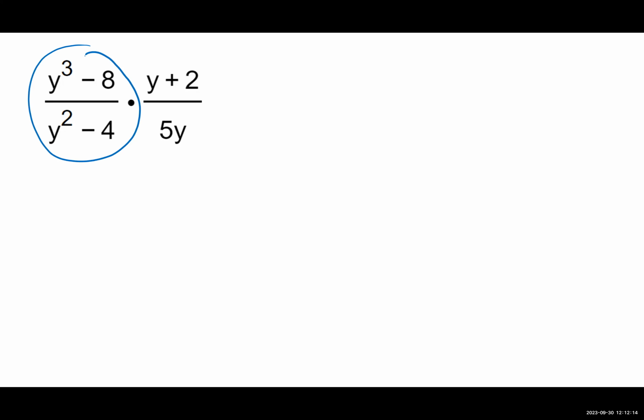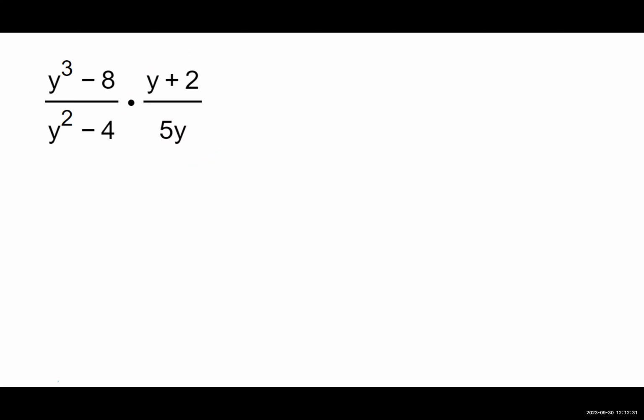Y to the third minus 8 divided by y squared minus 4. That's a rational expression. This is another rational expression. And we have two expressions multiplied together. So multiplication of rational expressions. Now, whether it's multiplication or division doesn't matter. We start off the same way.